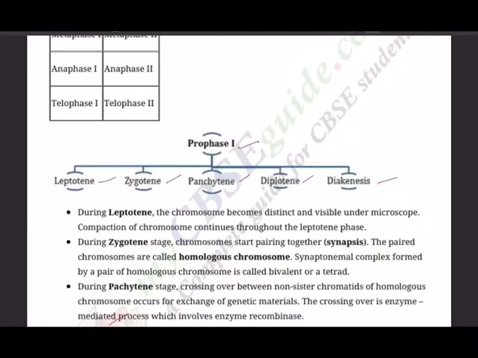Whereas meiosis, which is a reductional division, gets completed in two big stages, that is meiosis 1 and meiosis 2. Meiosis 1 gets completed with four subphases: prophase 1, metaphase 1, anaphase 1 and telophase 1. And particularly meiosis 1 is called reduction division.